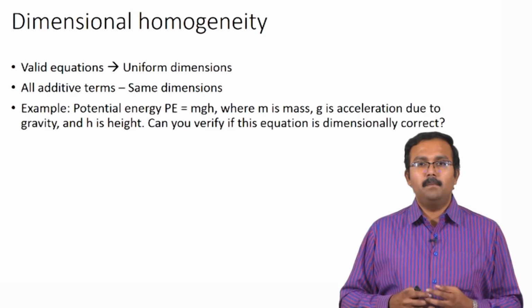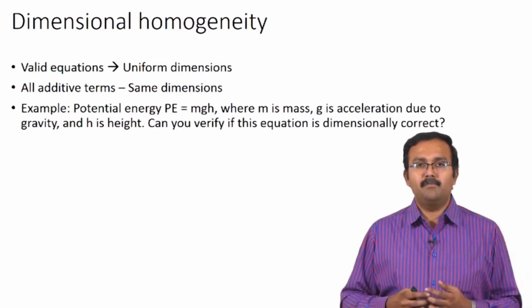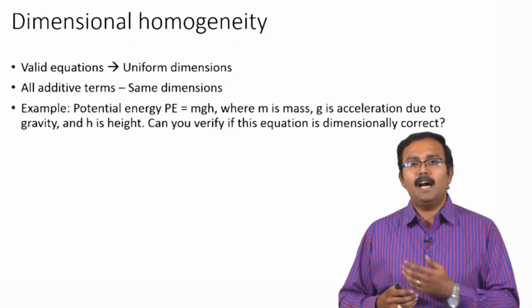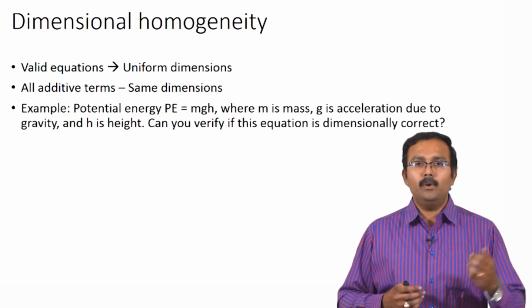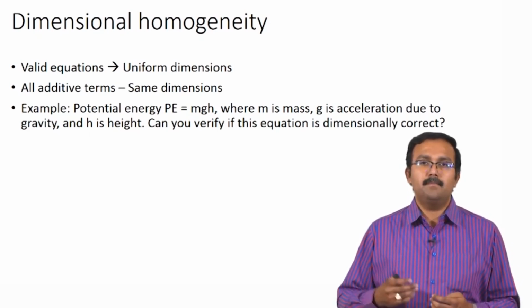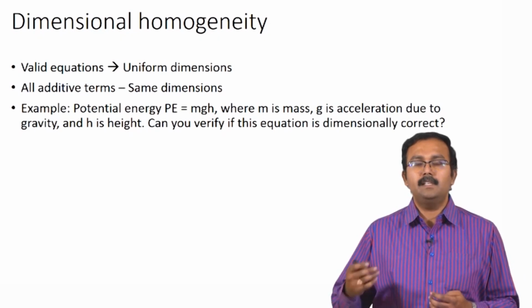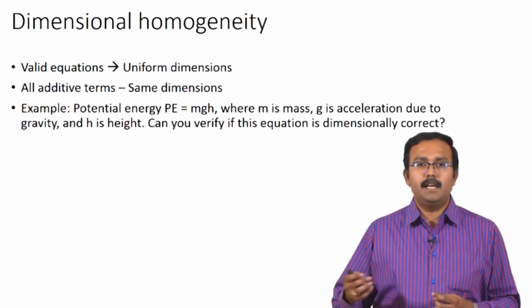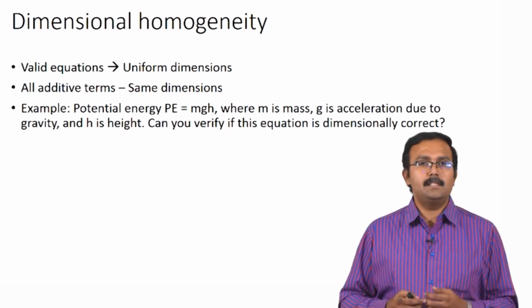Here is an example problem. You can check the first statement which I have made. I have said that valid equations would have uniform dimensions. Now we know that potential energy is given as mass times acceleration due to gravity times height, which is mgh. Can you verify if this equation is dimensionally correct?